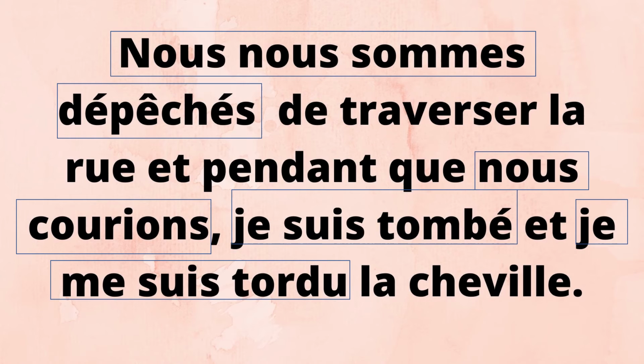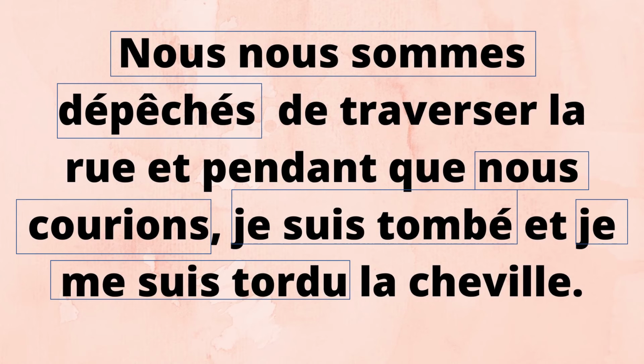Okay, because tombé is a past participle, and we said that whenever we conjugate être as a helping verb, the past participle and the subject of that phrase or that sentence must be in agreement in relation to its number, whether it's singular or plural, or its gender, masculine or feminine. So, je suis tombée et je me suis tordu la cheville. And I twisted my ankle. Je me suis tordu la cheville.